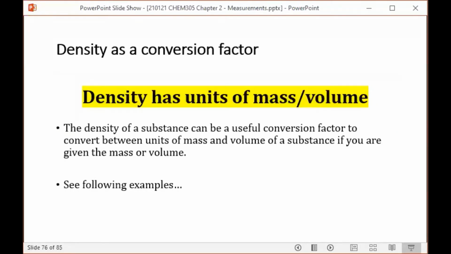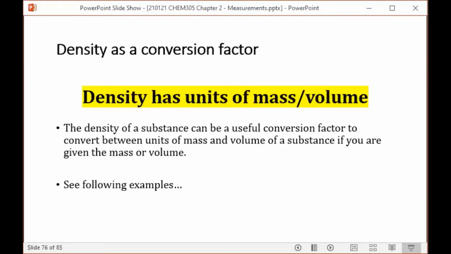Density, because it has units of mass over volume, is the ratio of the mass of an object to a specified volume of that object. Because it's this ratio, we oftentimes also use density as a conversion factor. Just like any other conversion factor that's a ratio of two units, density is a great way to convert between the mass and volume of a substance if you know its density. Or if you weigh an object in the lab and then you determine its volume, you can calculate its density.